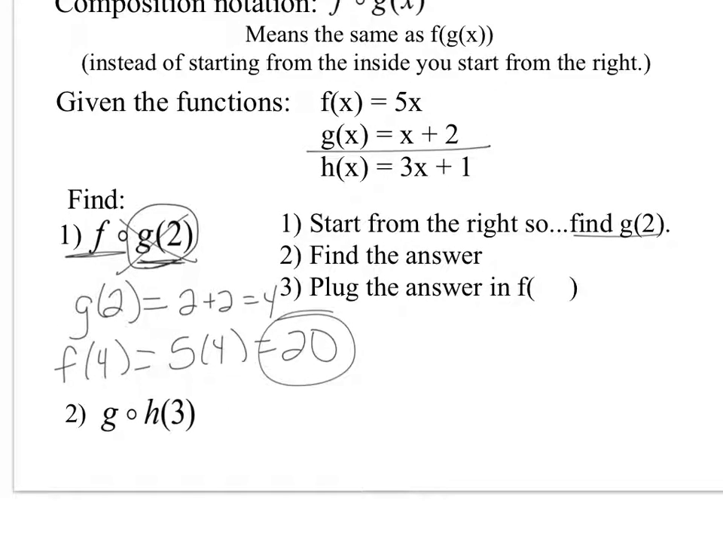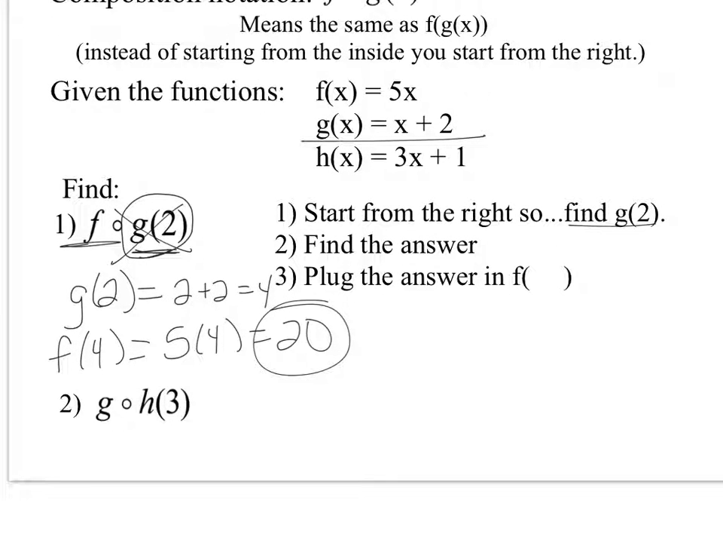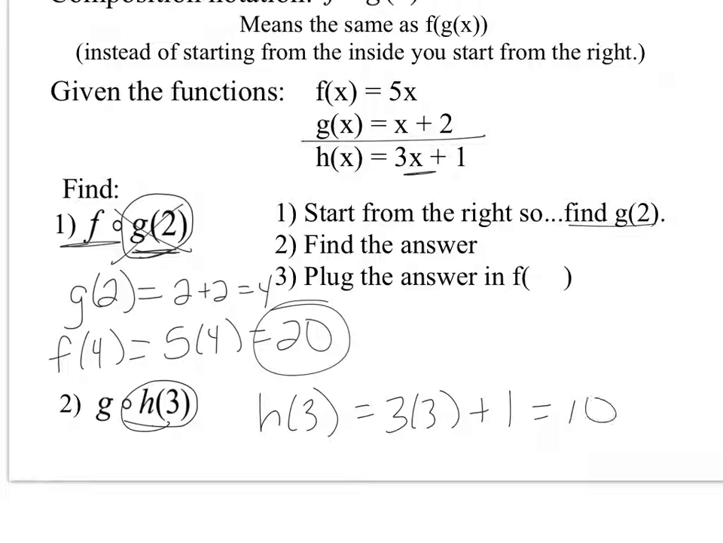That's it. Last one, just to close it out here. h of 3, so we start with what's closest to the number. The closest to the number is h. h of 3, just plug in 3 into the x spot. That's 10. And then we did this one, so now we have this one. 10 plus 2 is 12.